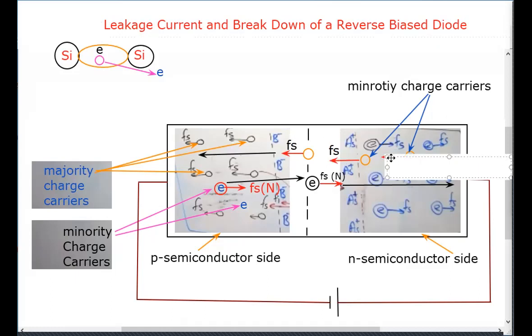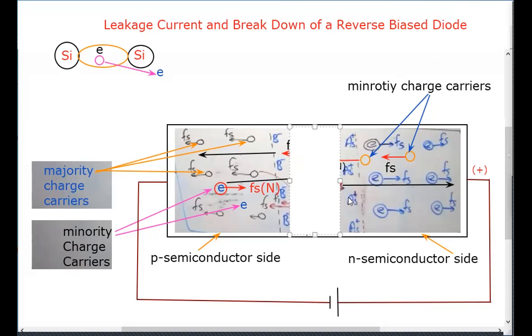So majority charge carriers moved away from the junction, but minority charge carriers, they go through the junction. So there will be a current through the junction due to the minority charge carriers, but the number of minority charge carriers is very small. There are only very few minority charge carriers. Therefore, the current created by them will be very, very small. The very small current which is created by these minority charge carriers is known as the leakage current. Is it clear for all, Lamai?